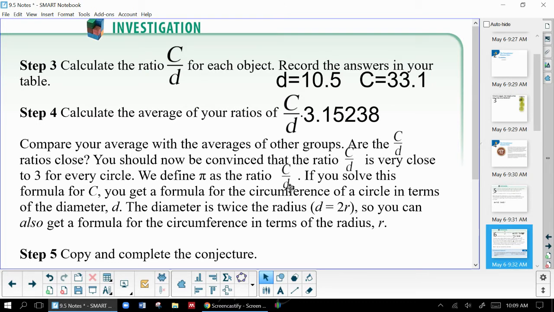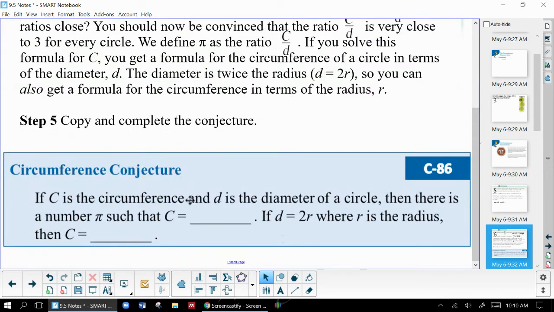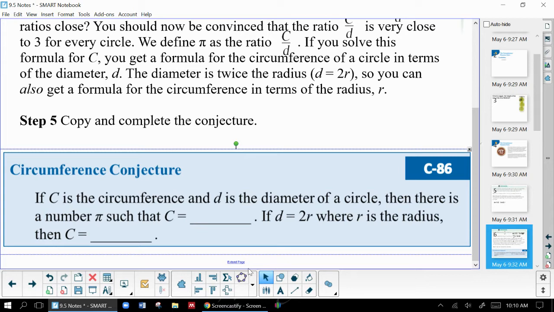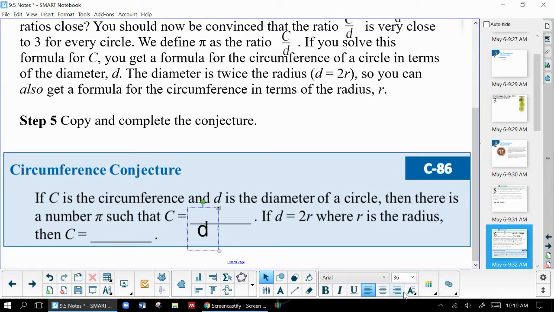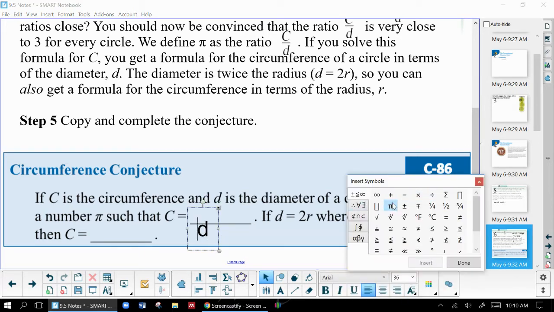And if we wanted to solve that equation for C, we'd multiply by d, and we'd have C equals pi times d. We could also replace d, because the diameter is equal to twice the radius. We could take the d out and put in 2r. And so that's where we get the formula C equals 2 pi r. So our formulas here are C equals pi d, or 2 times pi times r.